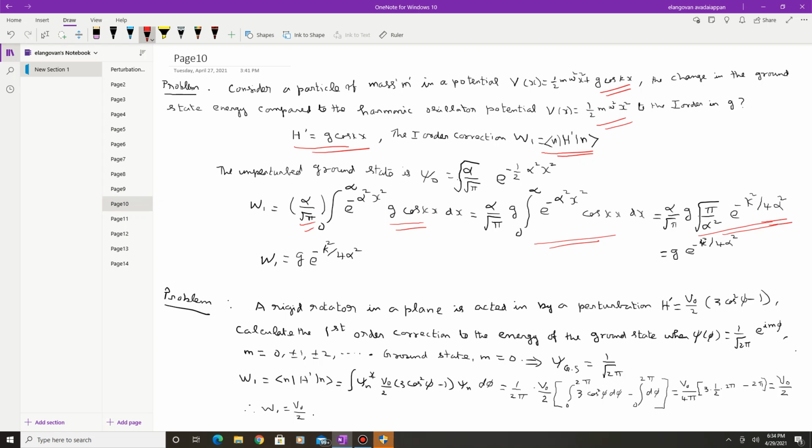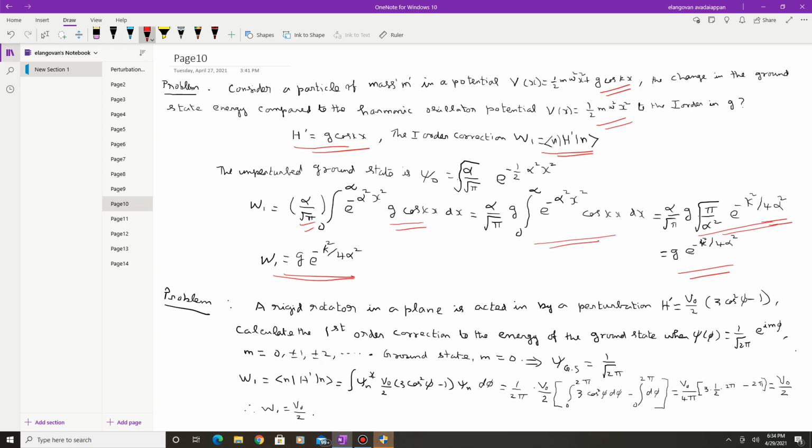So now finally you have this result. So this is your first order correction. The important thing is you must remember this standard integral, the Fourier transform expression. If you know the Fourier transform of a particular function, if you remember this result, you can do this problem too.